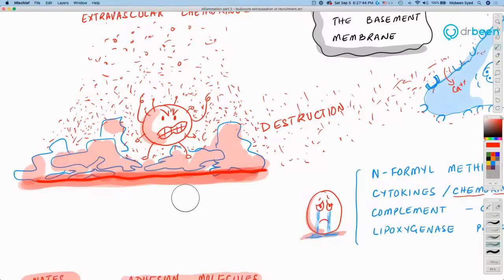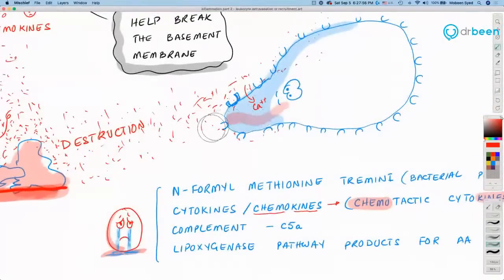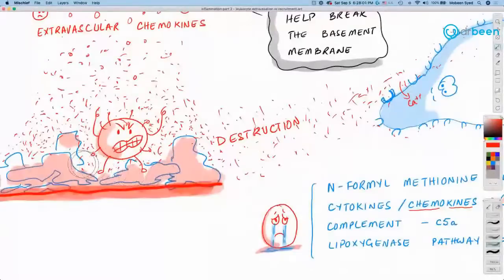The process of leukocyte to stop is rolling and then adhesion. First there is margination, then rolling, then adhesion. Then it comes out, that is transmigration. Then it walks, that is diapedesis or chemotaxis. And finally it reaches this place.